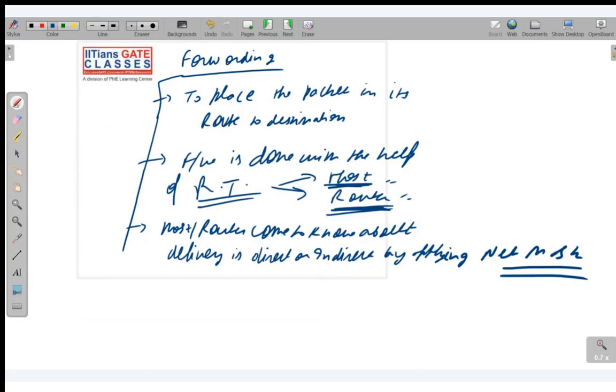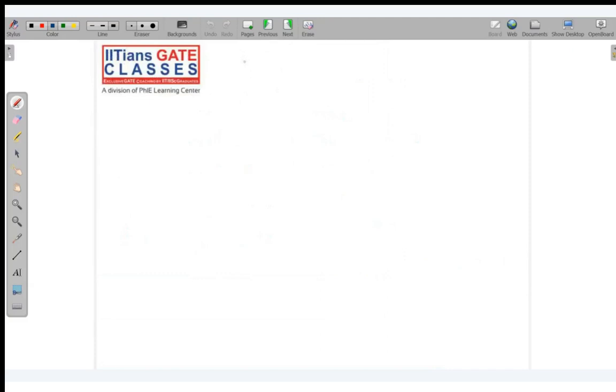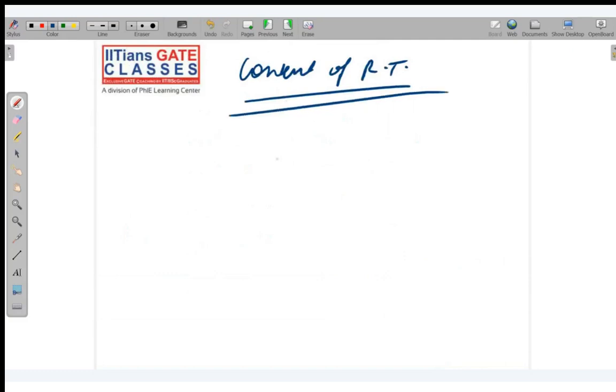Next we will study some forwarding techniques, like how forwarding is actually done. I have told you it is done with the help of the routing table. Now the question arises, how does this routing table look like? What are the contents of the routing table? Slowly I will dig deep into this topic, that is how the routing table is built and so on. So time is up. In the next class we will start this topic.